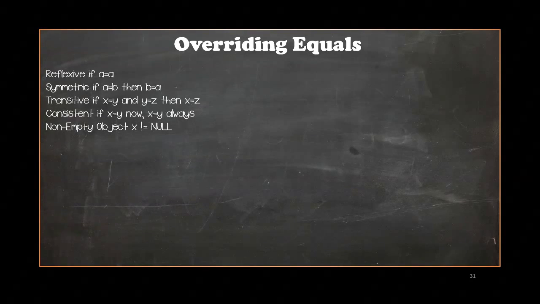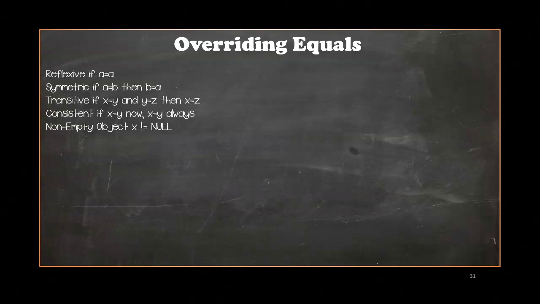And that is these following 5 properties, and that is reflexive. The object dot equals should always equal itself. They should always be symmetric. So if one object equals another, that other should equal the original. Transitive, if x equals y and y equals z, then x equals z. Has to be consistent, so that means if x equals y now, then if you haven't changed the state, then x equals y always. Non-empty object means that x is not equal to null. So if you compare x, an instantiated object, to null, a no value, no information, it should not be equals.